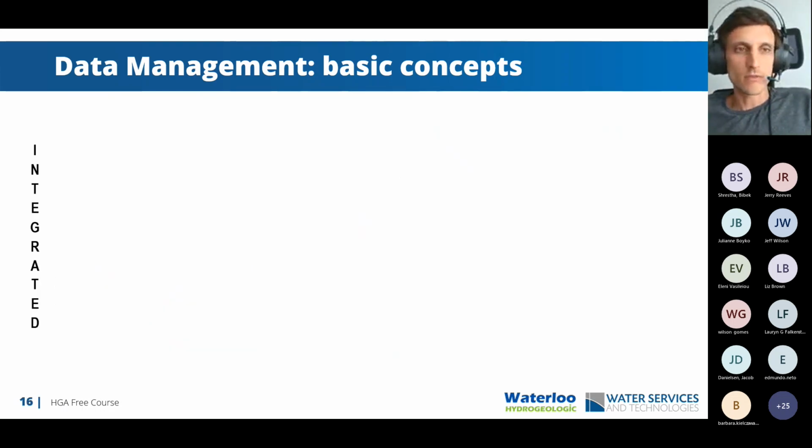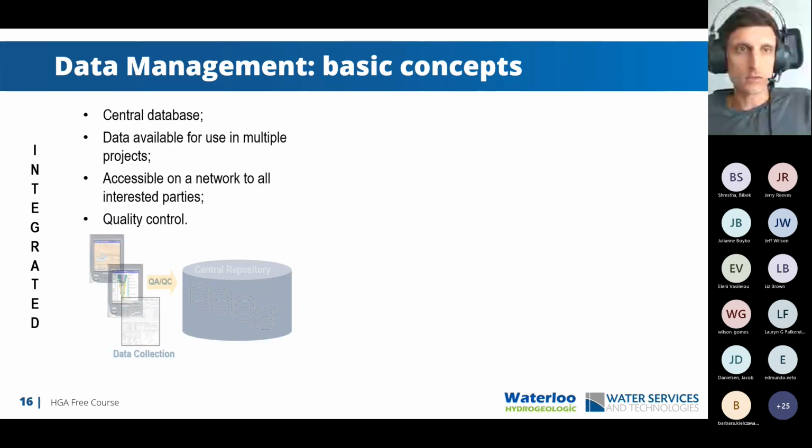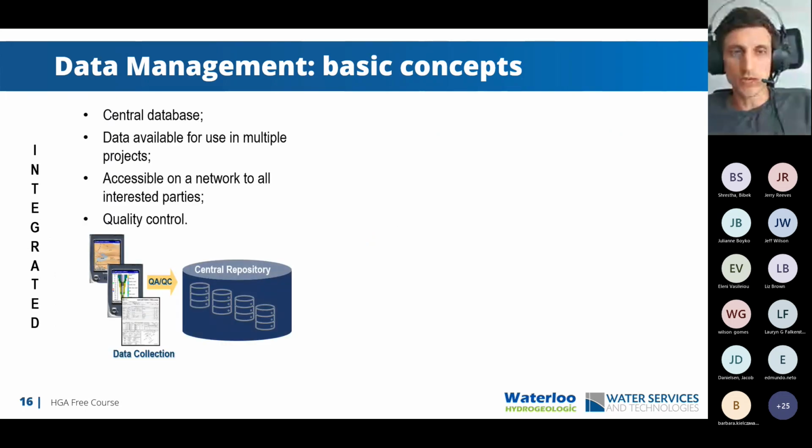On the other hand, if you have an integrated database, you're going to have a central database with all your data inside that database. The data available can be used in multiple projects, so you can have many different projects in different locations, but with all the data inside the same database. And all this data could be accessible by a network, so you don't need to have many computers, or each data in a different computer, or with a different person.